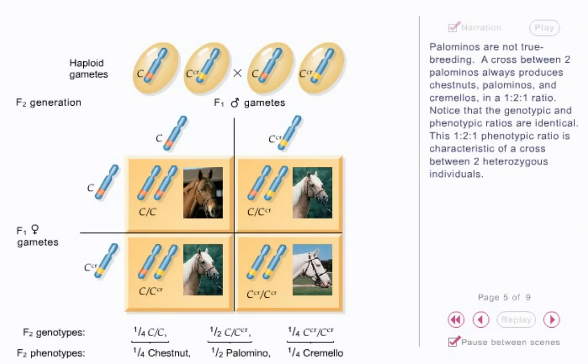Notice that the genotypic and phenotypic ratios are identical. This 1:2:1 phenotypic ratio is characteristic of a cross between two heterozygous individuals.